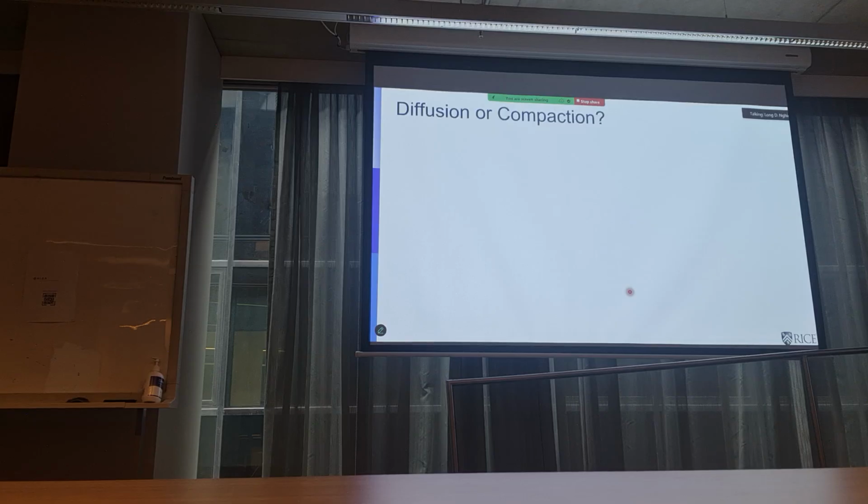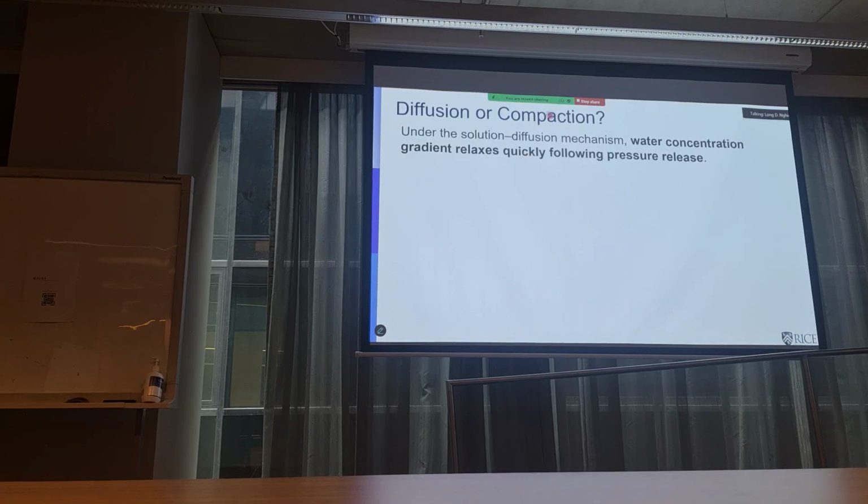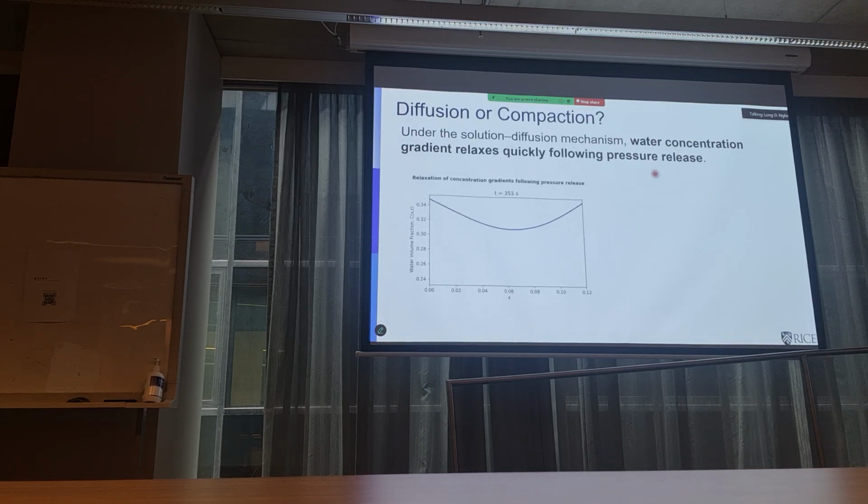So what happens when you relax the pressure? If you now have no pressure, it should eventually equilibrate. Look at this. Under the solution diffusion mechanism, the water concentration gradient relaxes quickly following the pressure release. If you create this pressure gradient and then relax the pressure, all the molecules diffuse. We simulated this based on the equation in the paper of this group, and we see that after roughly 8 to 10 minutes, there should be no water content gradient, because all the molecules will diffuse.